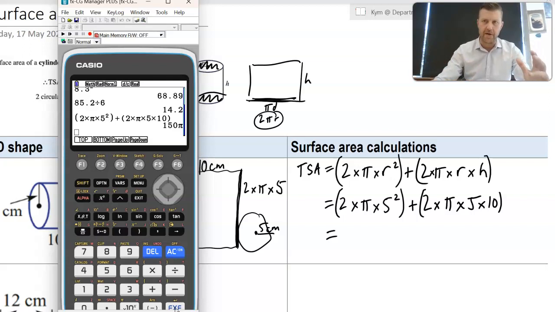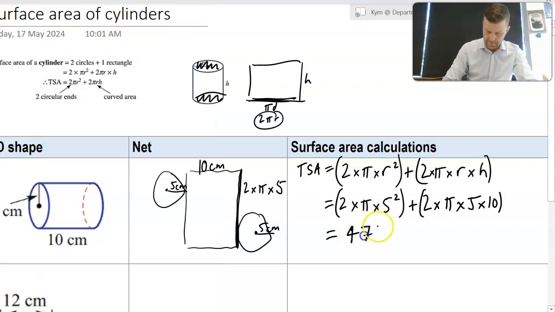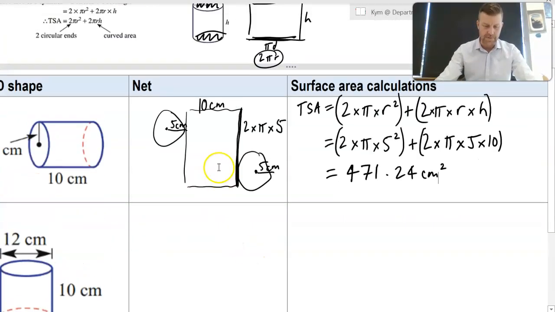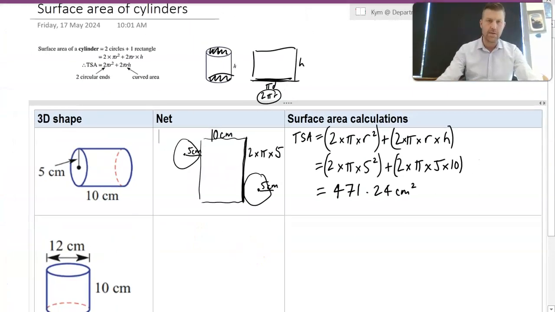Now that's the exact value, and it'll probably say in the textbook to round it to 2 decimal places. So to convert an exact value on your calculator, look for this S to D button here. Press that, and it converts it for me. So the area is approximately 471.24. In this case, the units are centimeters, and because we're talking about area, centimeters squared. So that's how you calculate the surface area of a cylinder.